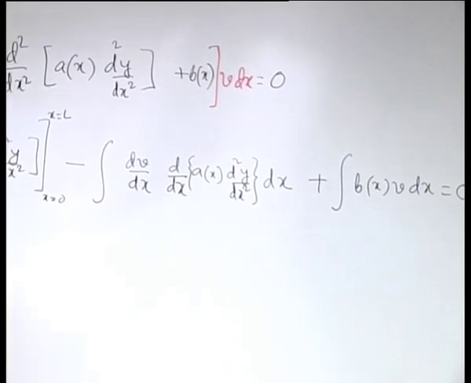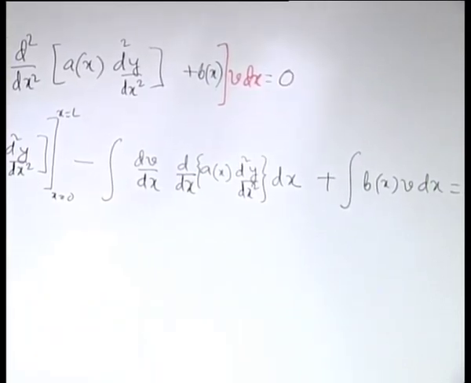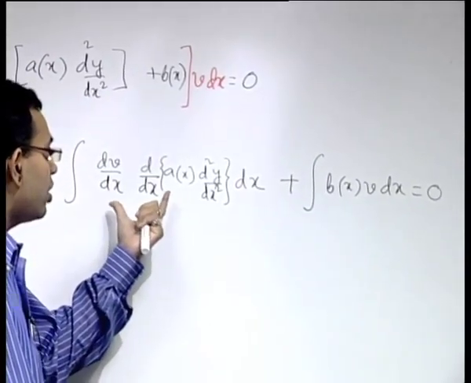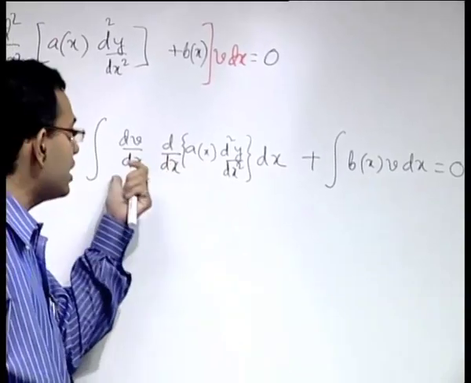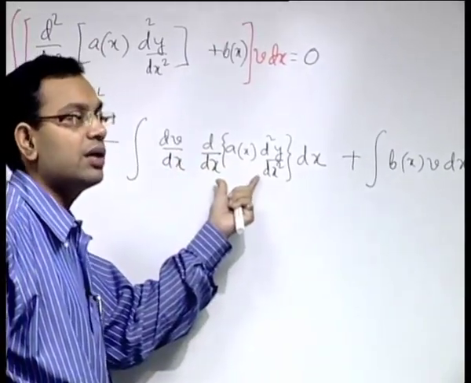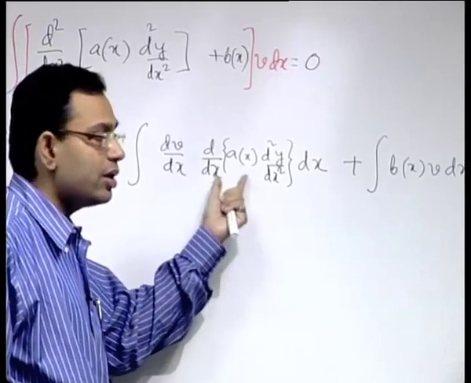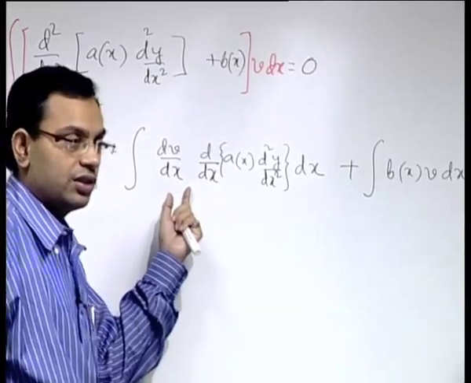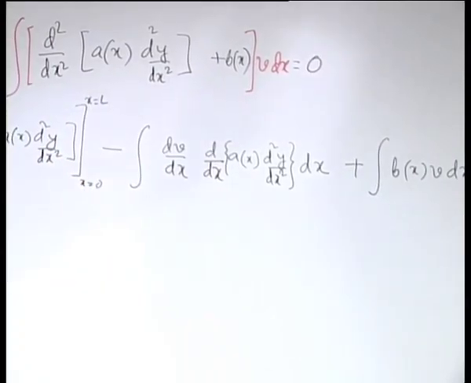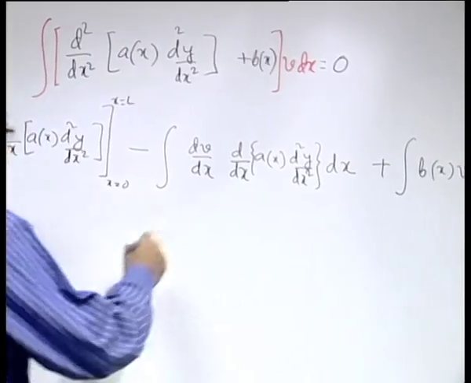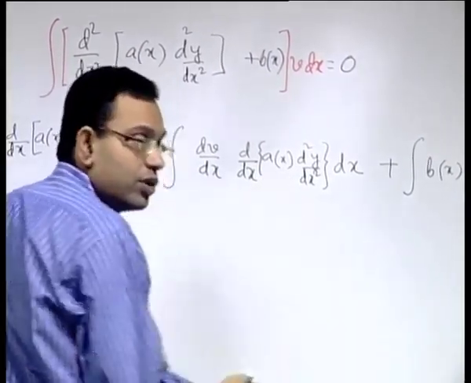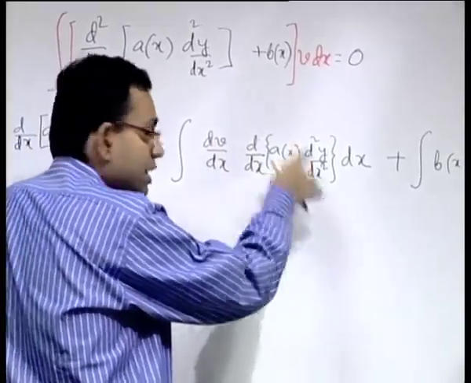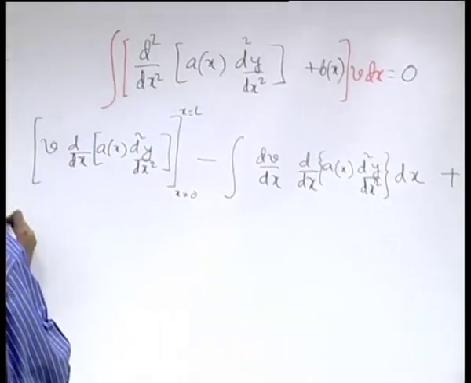What is the next step? We will stop at the limit where the orders of the derivatives in the variational term and the original term are the same, then it will automatically become a symmetric term, the operator will become a symmetric operator. So, we will integrate it once more by parts with dv dx as the first function and the remaining as the second function. So, let us do that.